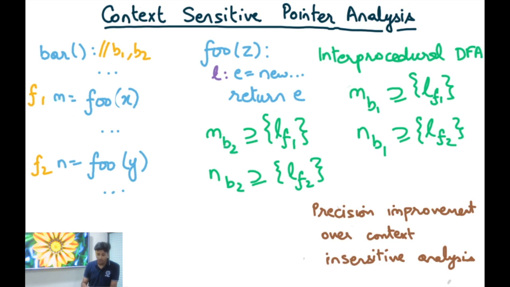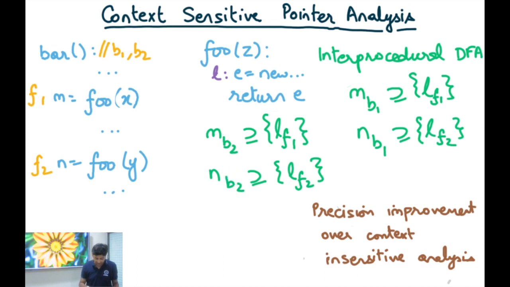So M would be updated using LF1, because we're tracking this precisely and saying that LF1 is what gets allocated when I get called through F1, and then that's what gets returned to M. Whereas if I get called through F2, then I allocate the abstract object called LF2, and that's what gets returned into N. In other words, MB1 for context B1 in bar is updated using LF1. Similarly, MB2 is also updated using LF1, and NB1 and NB2 are both updated using LF2.